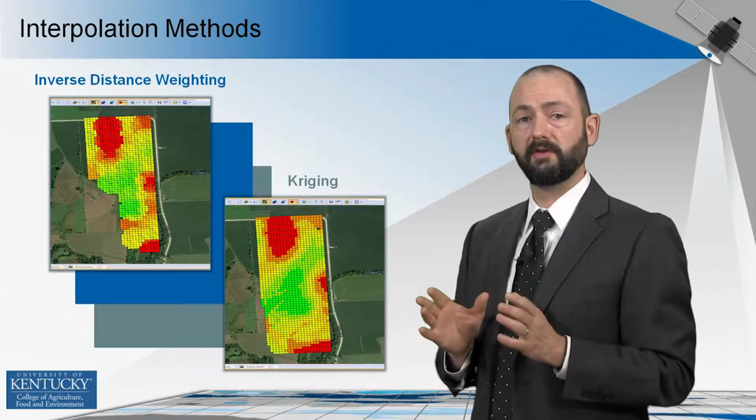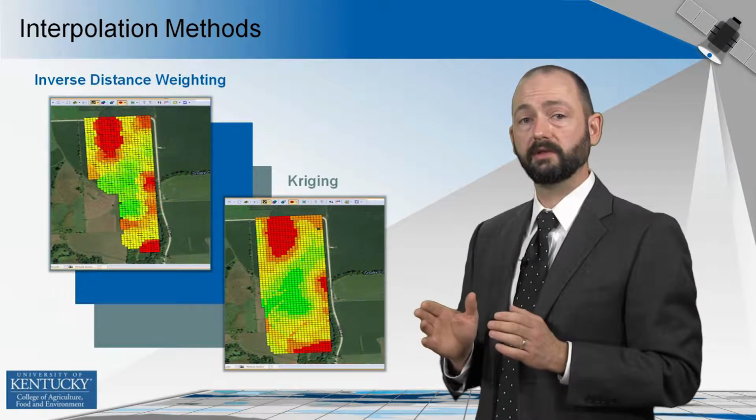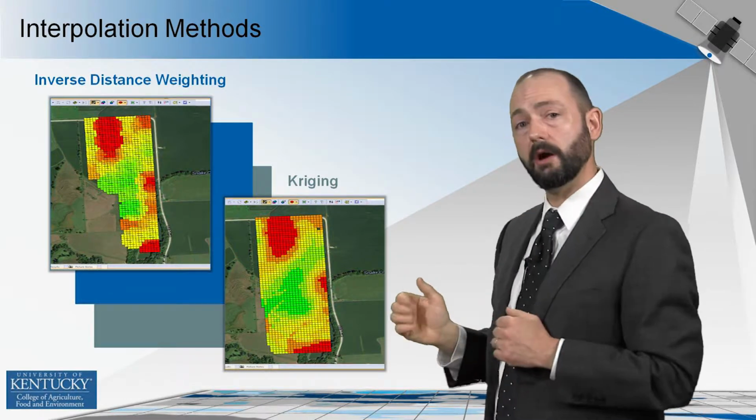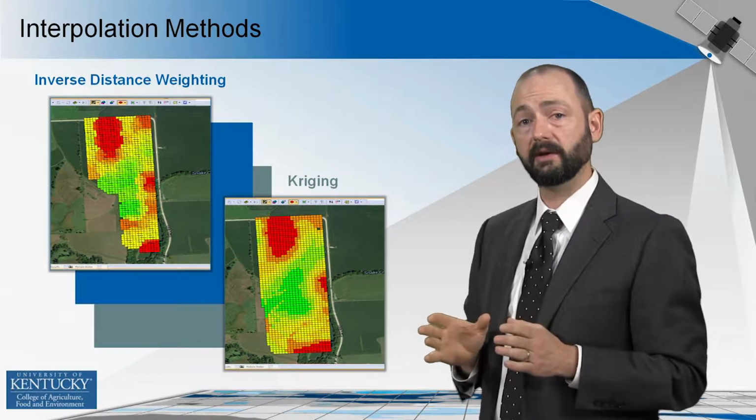So there's a couple different interpolation methods. I mentioned that we use Kriging. The other one that is commonly available is inverse distance weighting. These are commonly available in most software packages that you will use to interpolate and map out your soil test data.